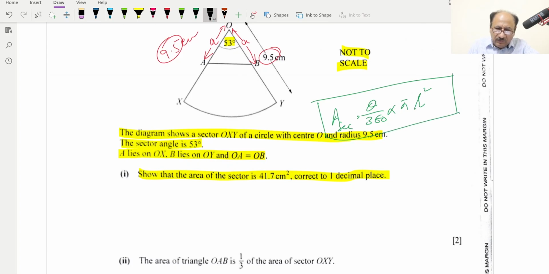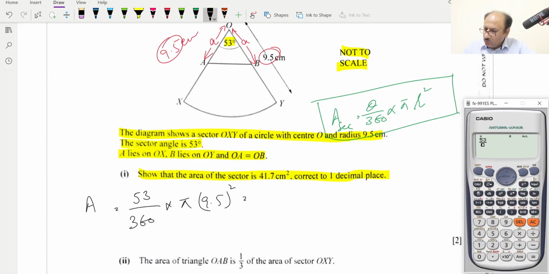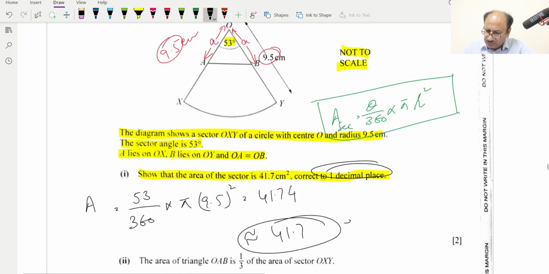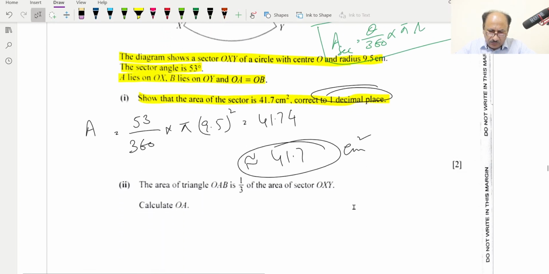We can apply this formula, and theta is 53, so 53 over 360 multiplied by pi r squared, and r is 9.5, so 9.5 squared. We can calculate 53 over 360 multiply by pi, and 9.5 squared, and this is equal to 41.74. Up to one decimal place we have to provide the answer, so we will write approximately 41.7 centimeter square, because this is area, which we needed to prove.